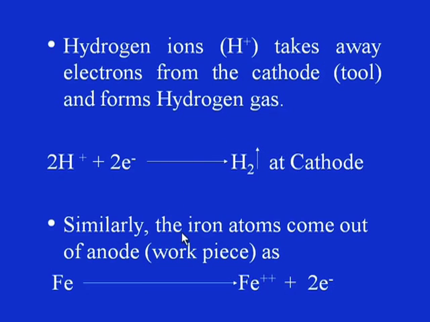At the same time, the iron atoms come out of the anode, which is a workpiece here, and they lose 2 electrons to form 2 iron ions, positively charged iron ions.